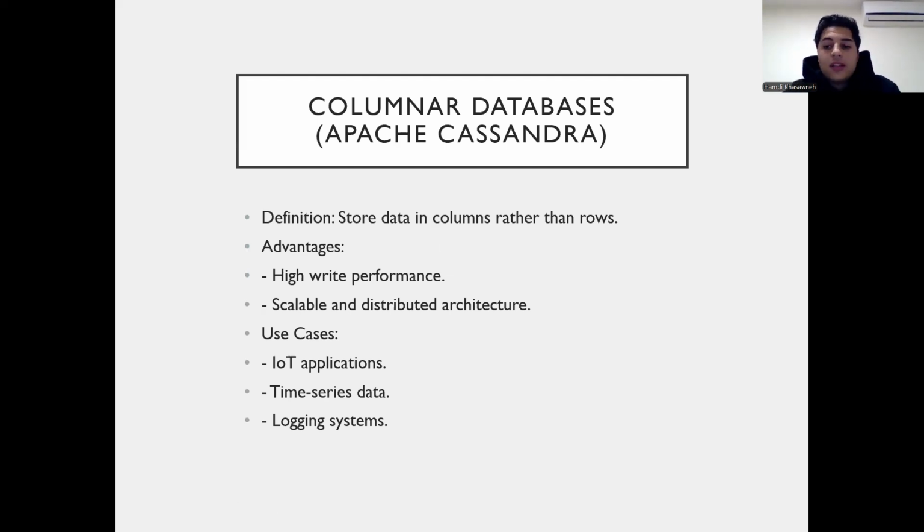One key feature of Cassandra is that it offers high availability with no single point of failure. Even if one node goes down, your data remains accessible from all other nodes in the cluster.